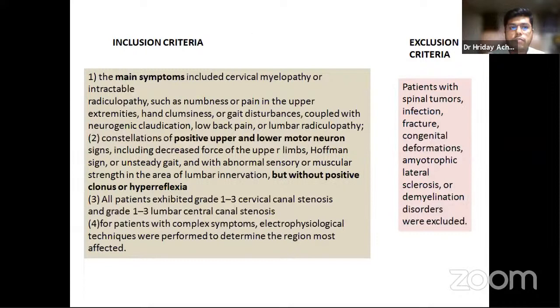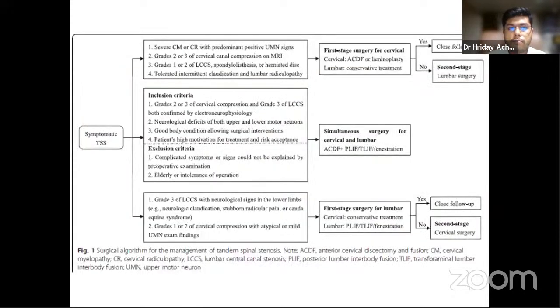The inclusion criteria were that they included only symptomatic patients, mainly cervical or lumbar, who have both upper motor and lower motor neuron lesions, but without any clonus or hyperreflexia. They defined cervical canal stenosis as per Lee et al and Kang et al, and lumbar canal stenosis similarly. And they also did EMG NCVs for complex symptoms. They excluded any patients with tumors, infections, fracture, any other deformities or medical myelopathies.